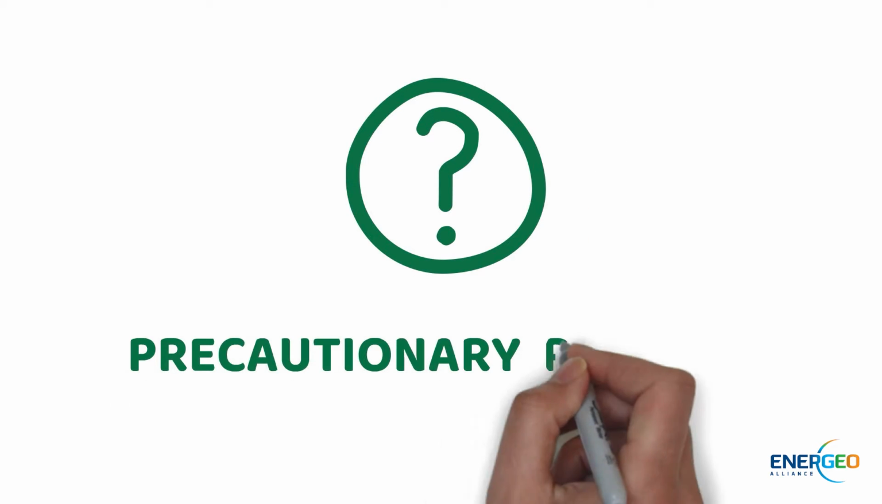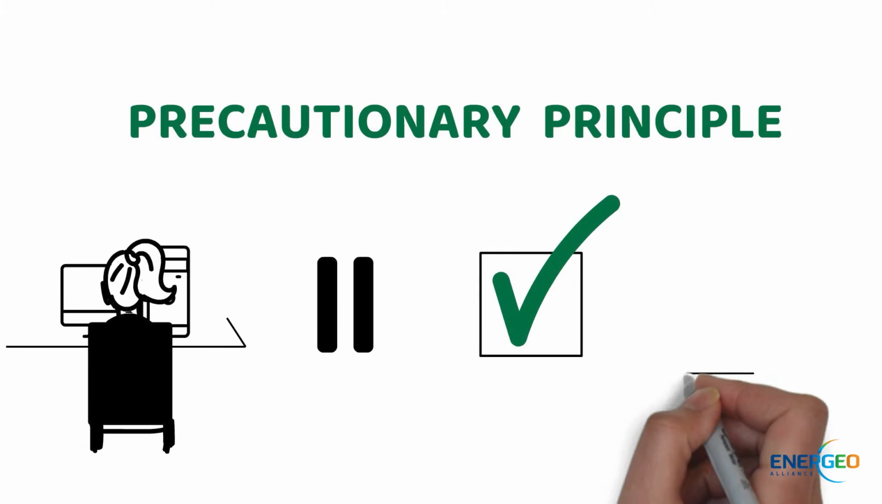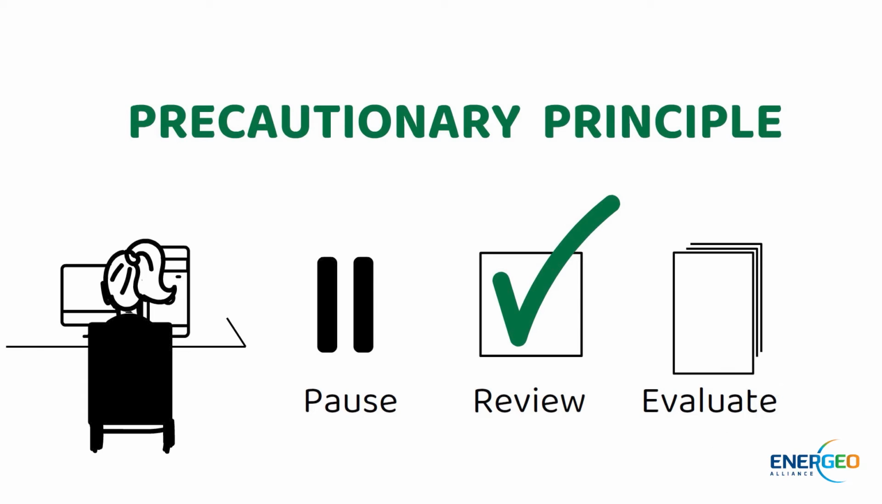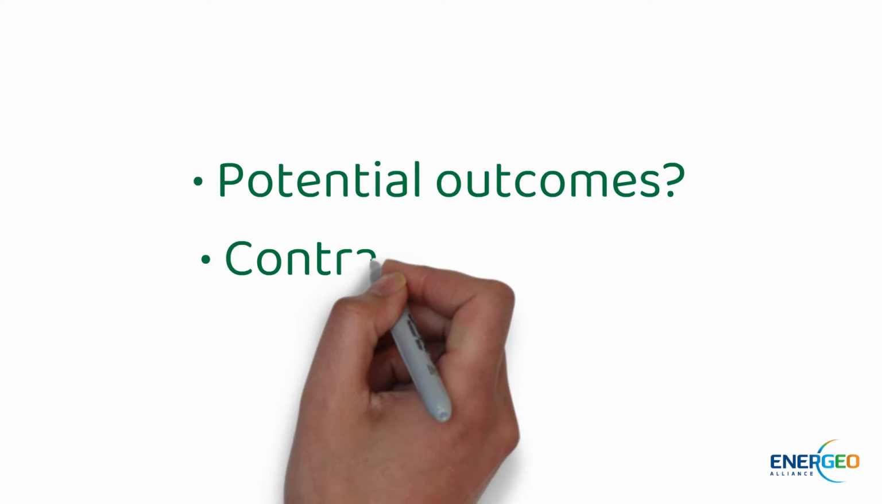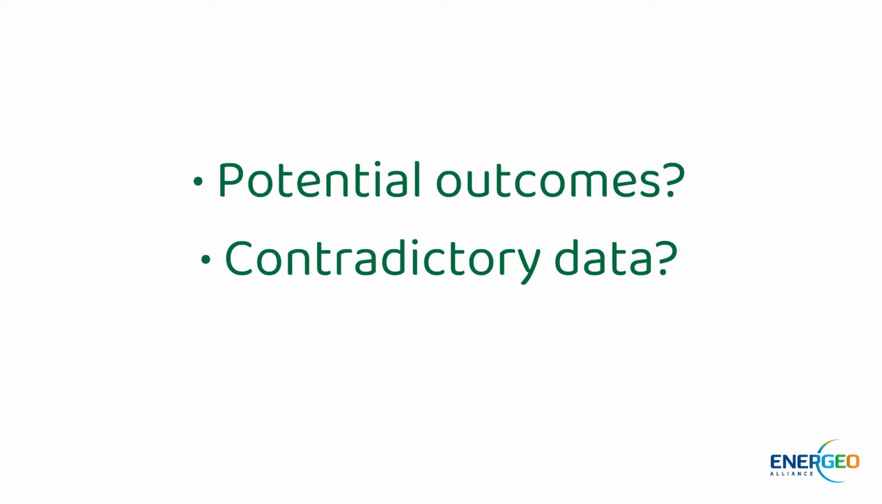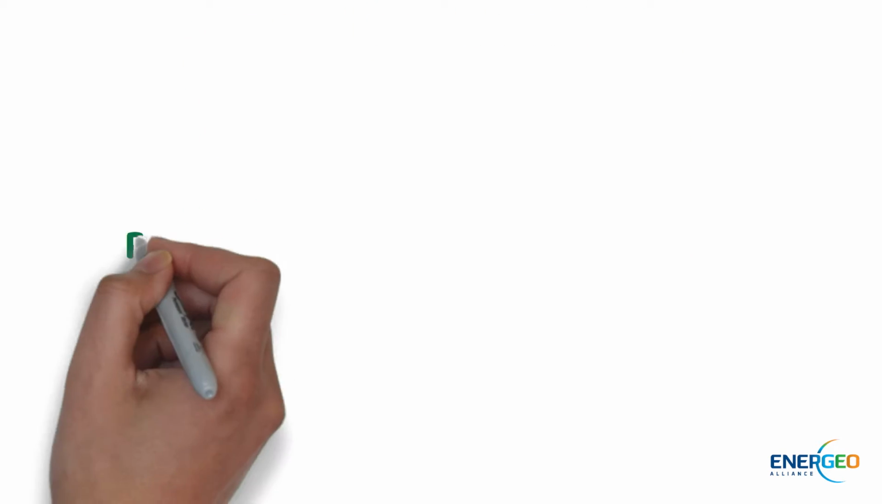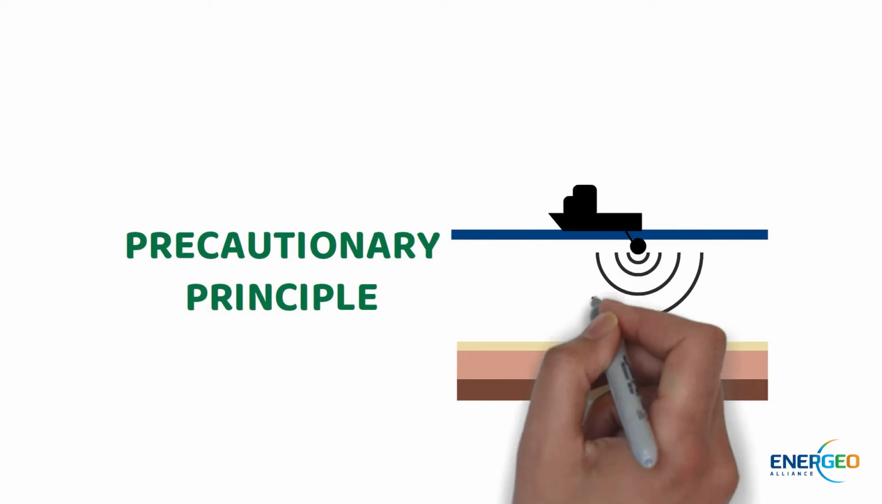What is the precautionary principle? The precautionary principle is a policy tool that encourages decision makers to pause, review, and evaluate potential consequences when there is a reasonable level of scientific uncertainty, when we may not know all potential outcomes, when there is ambiguity in the data sets or data may be contradictory, or when we do not fully understand all the causal relationships that might exist. But the precautionary principle doesn't work when it is applied to something like mathematical environmental modeling.